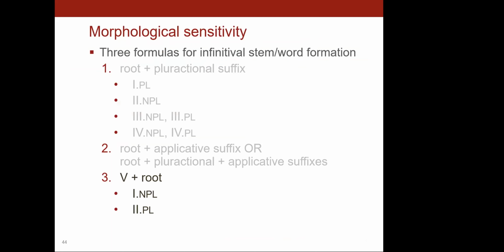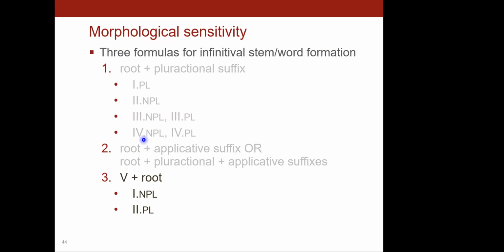Finally, an infinitival verb can be formed by prefixing a thematic vowel to any verb root that does not require a pluractional suffix. So this is conjugation class 1, non-plural, and conjugation class 2, plural. So one objection that you may have is to say, well, why don't you just say that reduplication is a morphological instantiation of the pluractional suffixes?